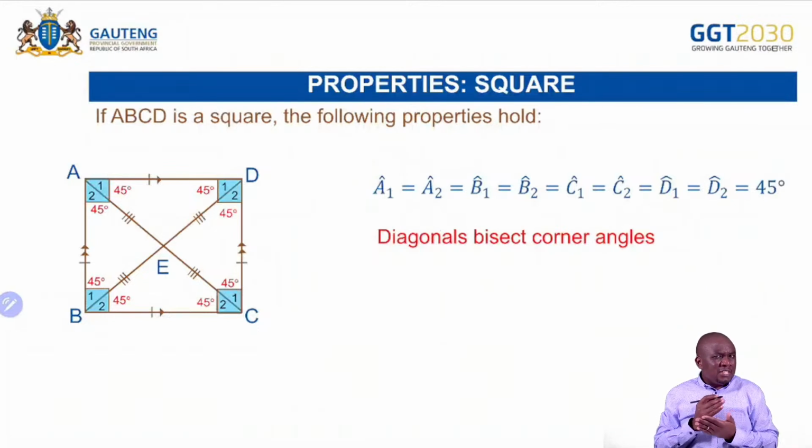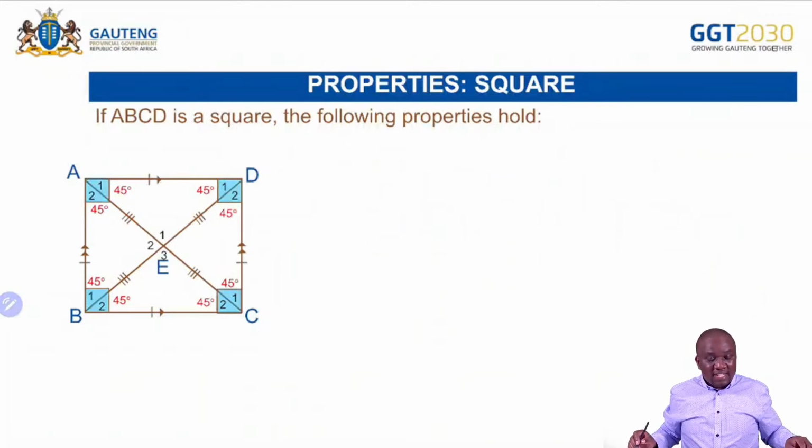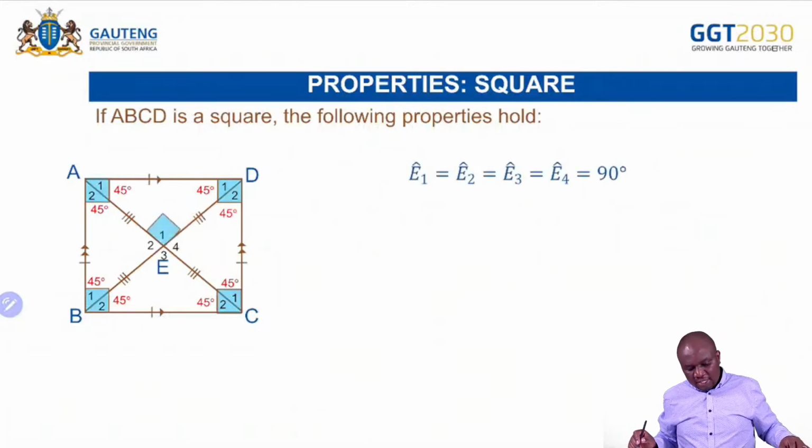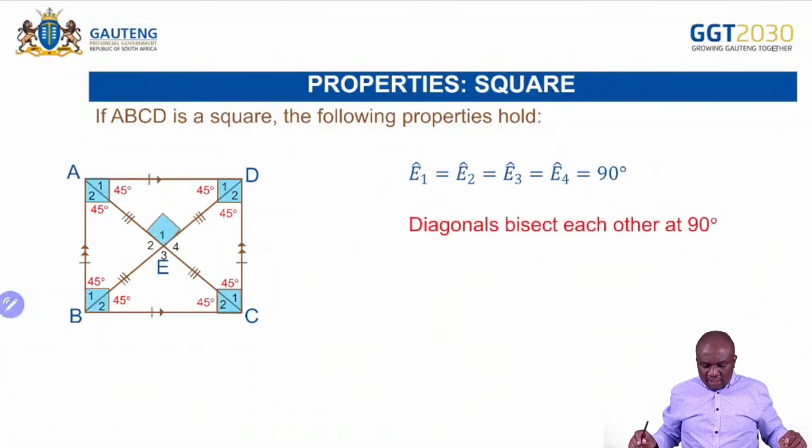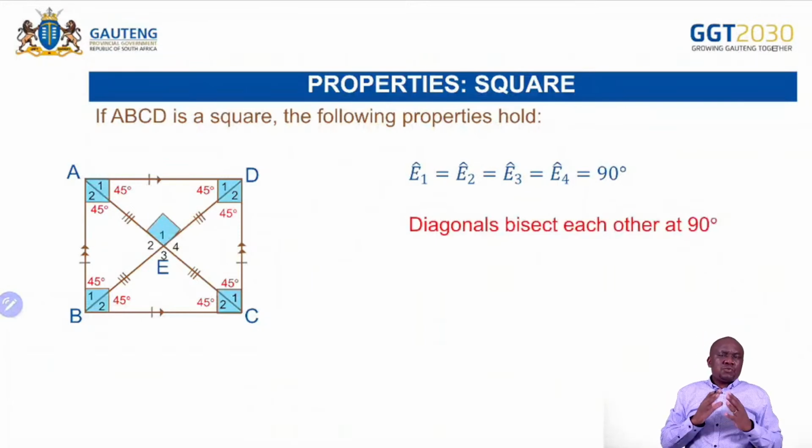What about the diagonals? They bisect each other at what angle? Remember, a square is a rhombus. So the diagonals bisect each other at 90 degrees, just like the rhombus. So the E1 is 90 degrees. The diagonals bisect each other at 90 degrees. Very, very important. I just want to quickly go through the trapezium and the kite.